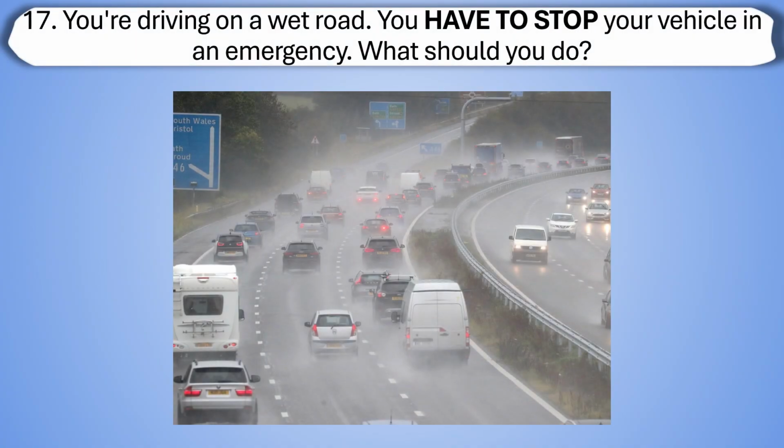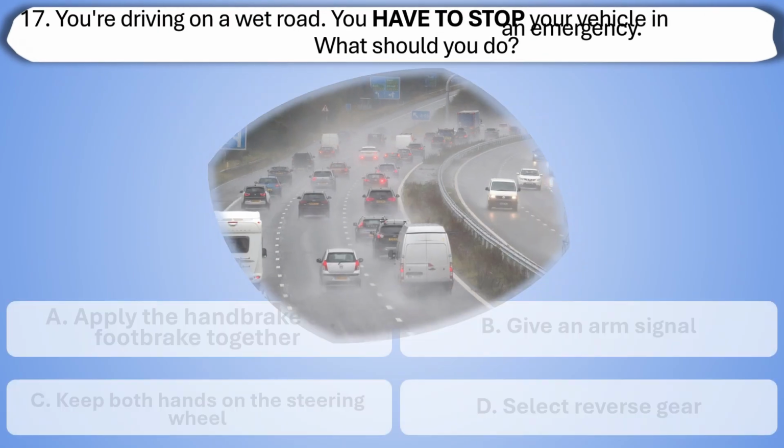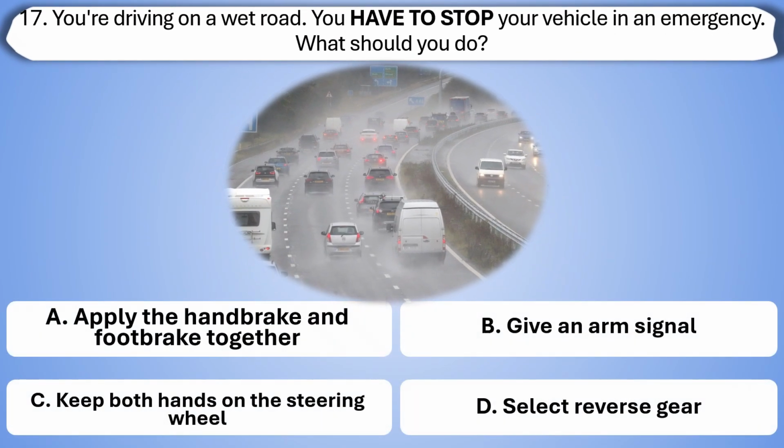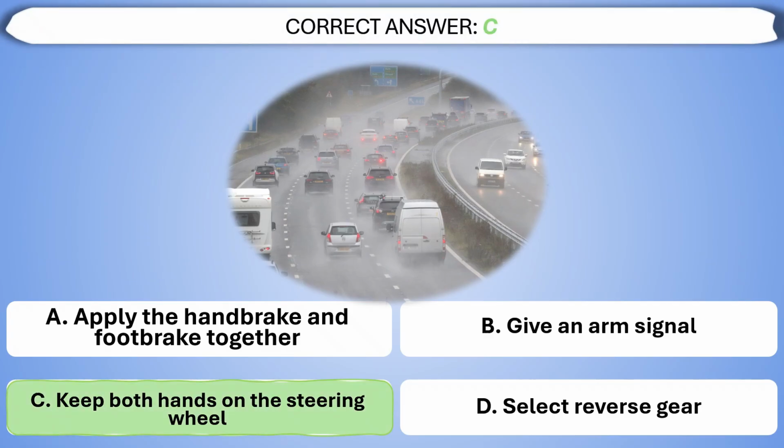17. You're driving on a wet road. You have to stop your vehicle in an emergency. What should you do? A. Apply the handbrake and foot brake together. B. Give an arm signal. C. Keep both hands on the steering wheel. Or D. Select reverse gear. The correct answer is C. Keep both hands on the steering wheel.